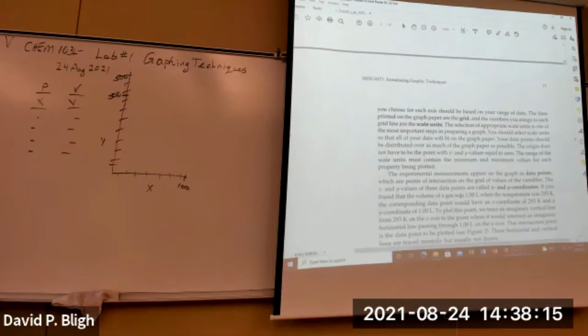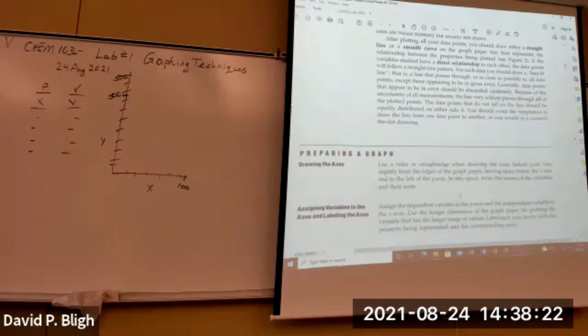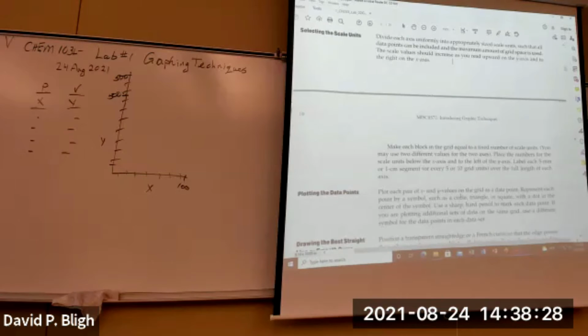Let's see, is that in here anywhere? Maybe it's on the next one. Oh, drawing the axes. Okay. Preparing the graph. Selecting the scale units. Right? You have to know what these units are. And when you draw your graph, you need several items to be incorporated. Think of this overriding rule.